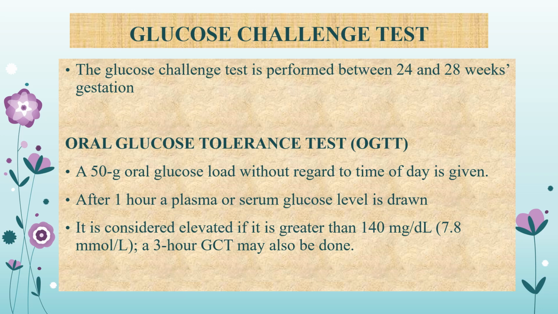So what we do in the oral glucose tolerance test is we give the woman 50 grams of oral glucose at any time of the day, and after 1 hour we draw the blood and check the blood glucose. Within that hour we ask the woman not to drink or eat anything, and then after 1 hour we take the blood. It is considered elevated if the blood glucose after 1 hour of having 50 grams of oral glucose is 140 mg/dL or 7.8 mmol/L. That is considered elevated, and we need to do a further test, that is the 3-hour test.